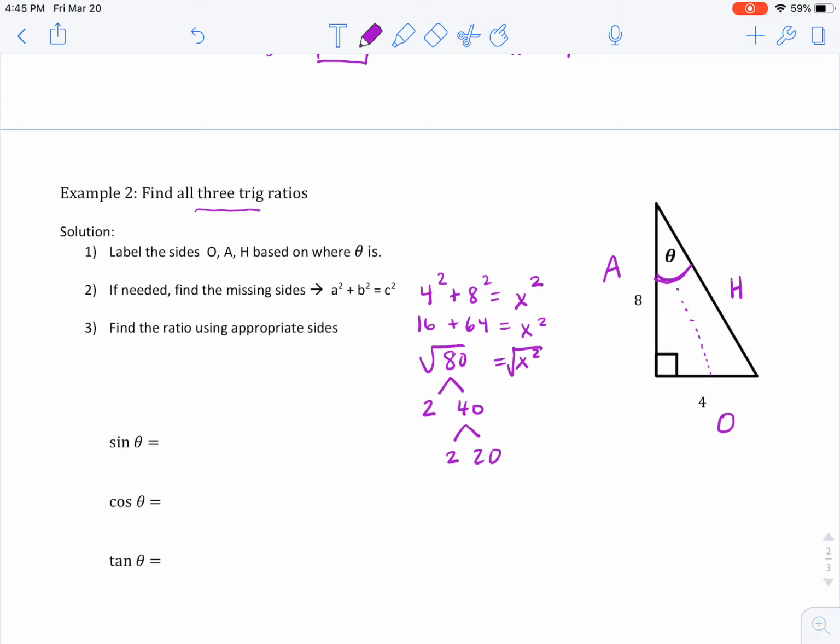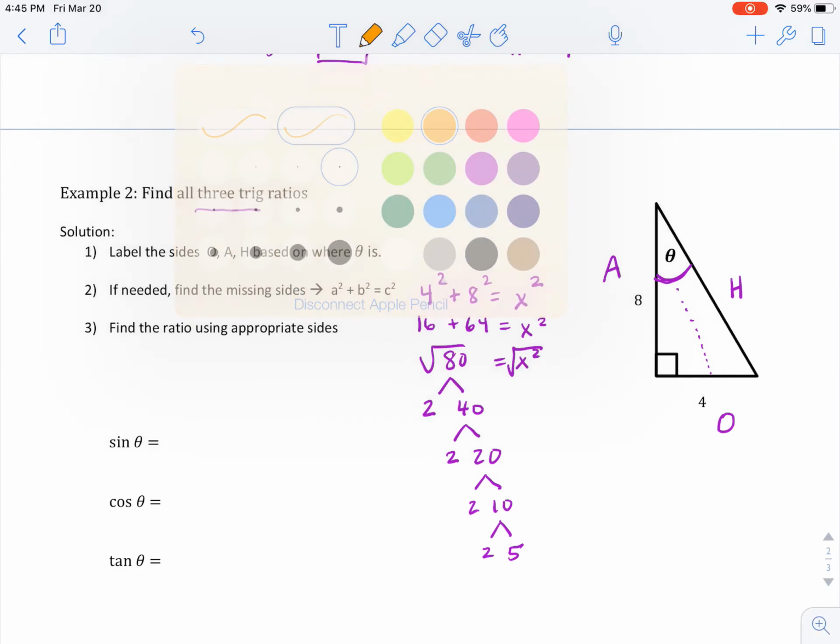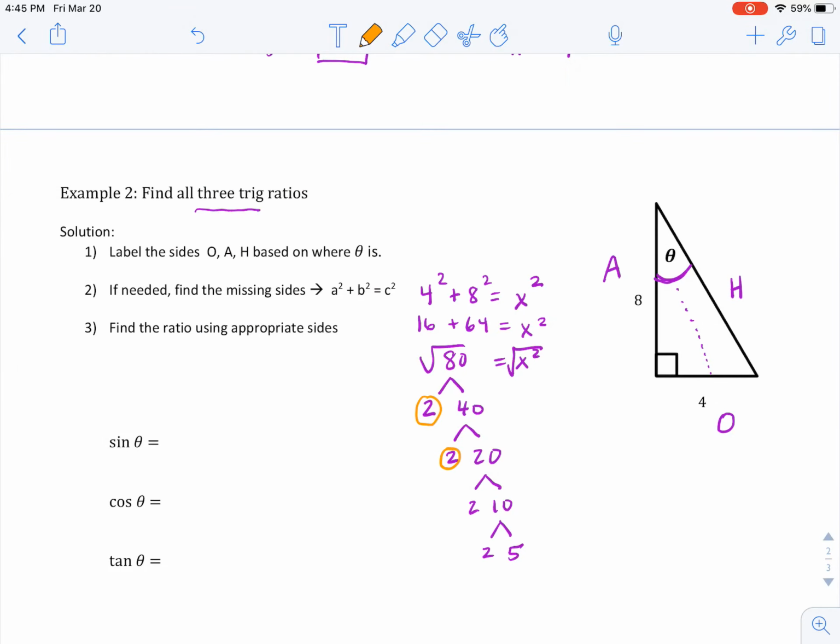So I'm going to go ahead and do a factoring tree. And when I get all prime numbers, I'm finished. I'm going to go back and circle all my prime factors and then see how many pairs that I have. So I have 2 pairs of 2, so that'll be outside the radical, and the 5 that is left over will be inside the radical. So it looks like our hypotenuse is 4 root 5.